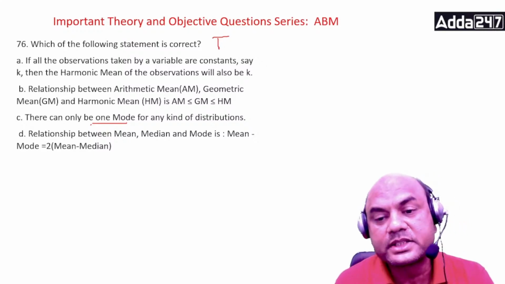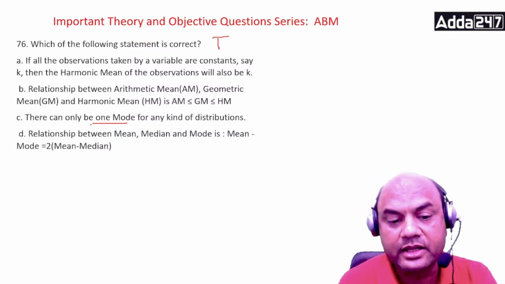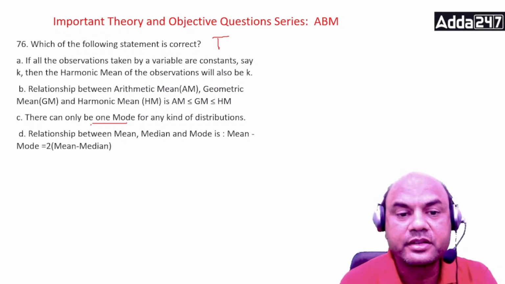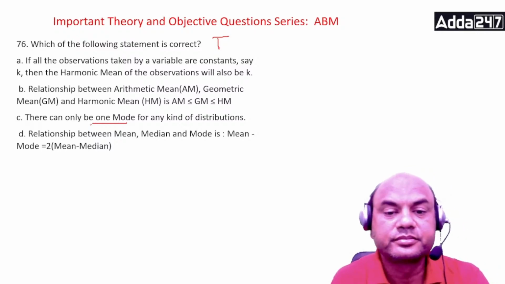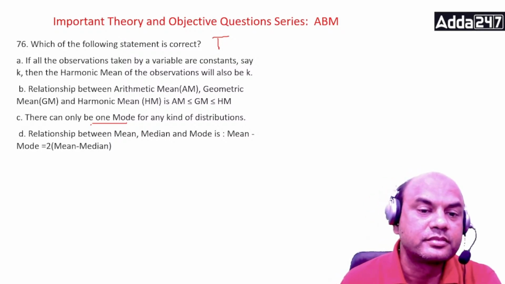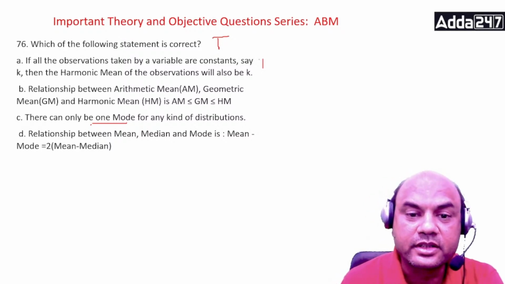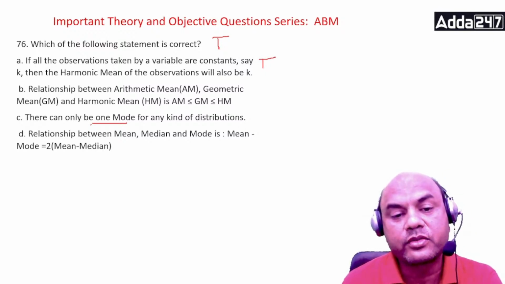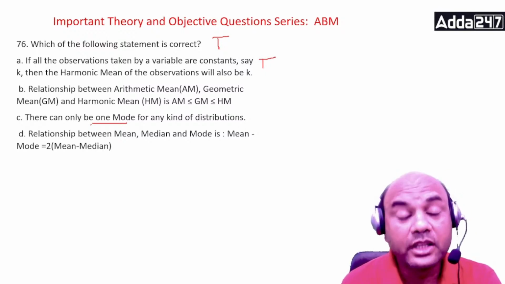See here, which one is correct is the answer. Correct answer is, let me see first from your side. The correct answer is A. A is the true answer. This is the true one. Remaining all are false. Let me give the explanation.